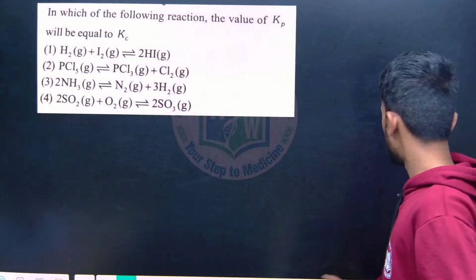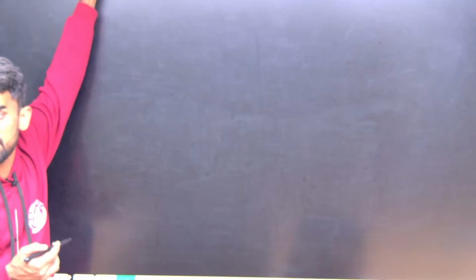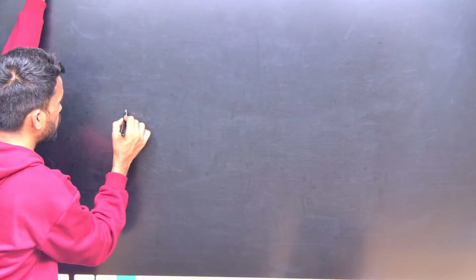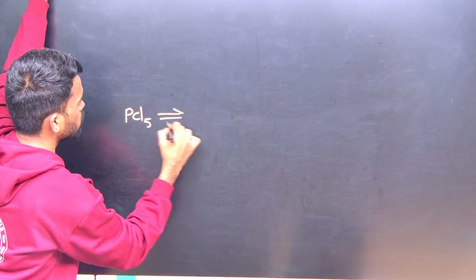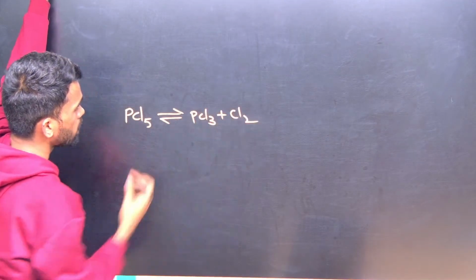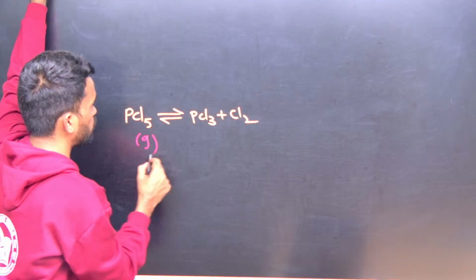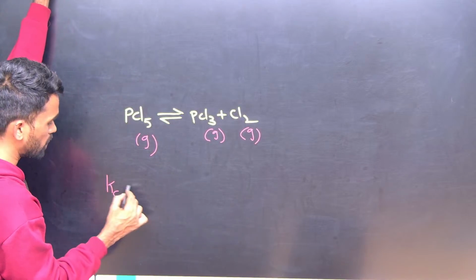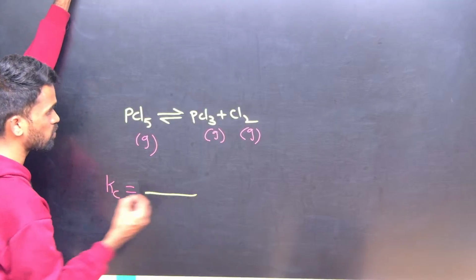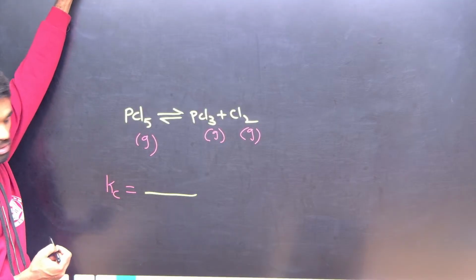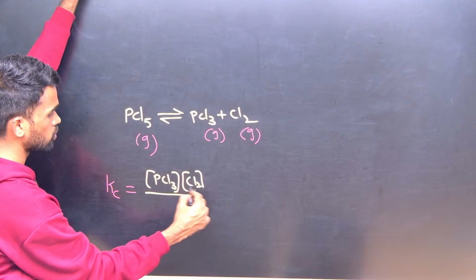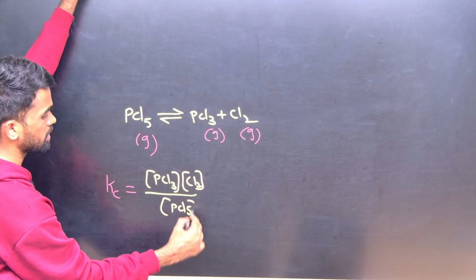Now, some reactions might be taking place in the gaseous phase also. For example, PCl5 decomposes to give PCl3 plus Cl2. This is also a reaction which is happening in gas phase. So now if I ask what is the equilibrium constant in terms of concentration, Kc, what will you write first? Concentration of PCl3 multiplied with concentration of Cl2 by concentration of PCl5. This is how you will write Kc.